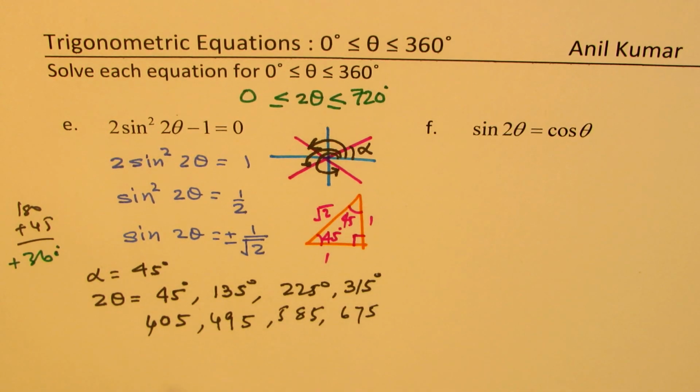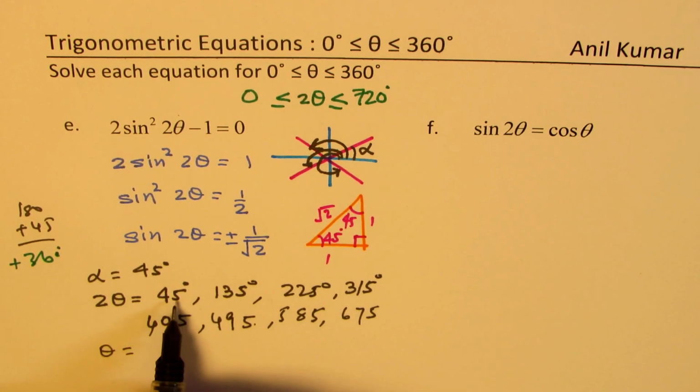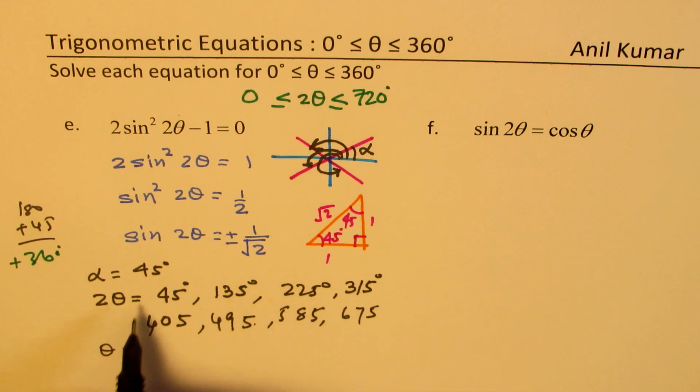So those are the angles for 2 theta. Do you get the idea, right? 2 circles. So now we can find theta as half of these values. Half of these values, right? So those are the answers. So we can divide them by 2 to get all our answers.